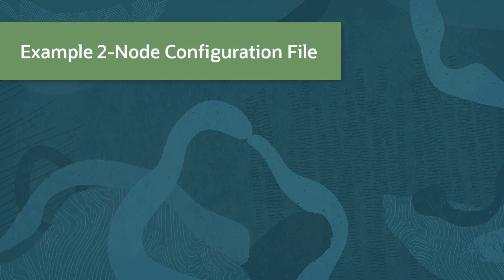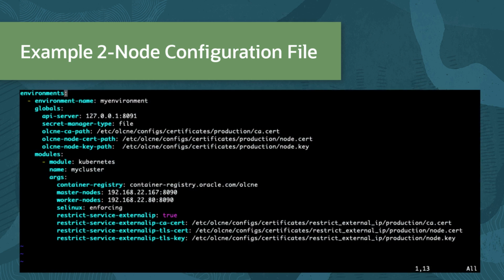Here we see an example of a configuration file that could be used to create a simple 2-node cluster deployment. In this instance, you would need to edit the following fields to match your specific installation details: the environment name, API-server, the CA cert key path, the node cert path, the node key path, the master nodes, the worker nodes, the external IP CA cert key path, the external IP TLS certificate path, the external IP TLS key path.